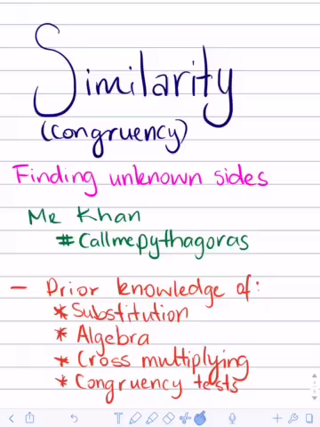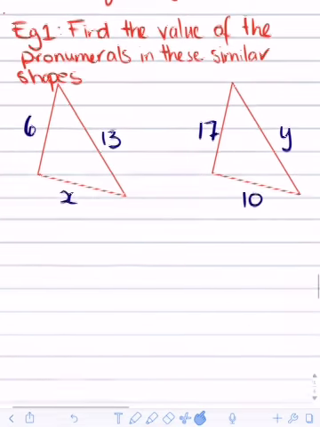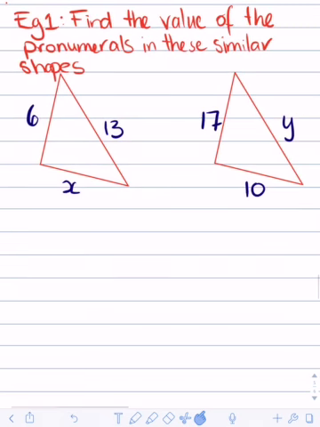So let's have a look at example 1. Example 1 says, find the value of the pronumerals in these similar shapes. The question already tells me that these shapes are similar, so I don't need to use any congruency or similarity tests to define whether the shapes are similar or not. And if the shapes are similar, there's two things that we know. If shapes are similar, then their angles are equal and their sides are equal or proportionate.